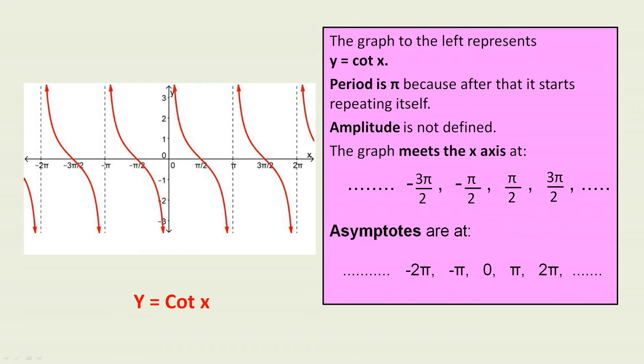The graph meets the x-axis at those indicated points here, and also to the left of those, and to the right. And here are the asymptotes, similarly to the left and to the right.